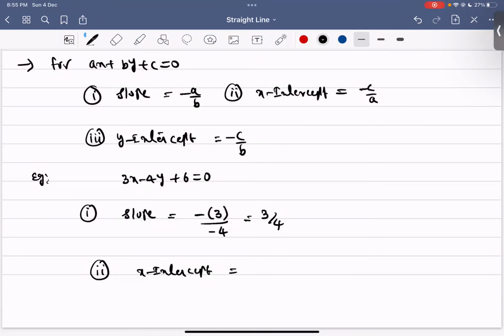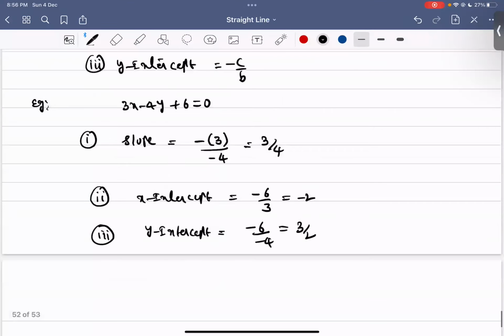Next, the second one is the x-intercept. X-intercept is equal to minus c by a, that is minus 6 by 3, which is equal to minus 2. So on the x-axis it intersects at minus 2 comma 0. Yes or no? That is the x-intercept. Next, the y-intercept is minus c by b, therefore minus 6 by minus 4, that is, sorry, 3 by 2.